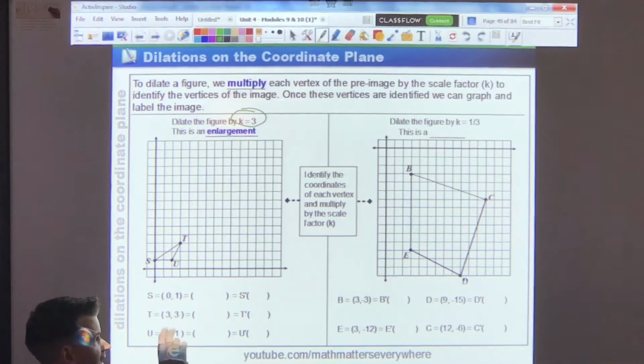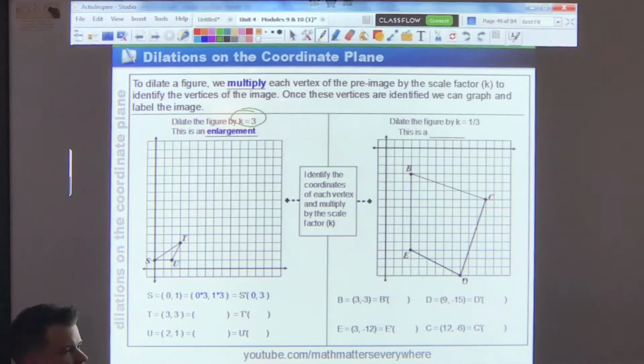So it's simple multiplication. This is 0, 1. What's 0 times 3? 0. What's 1 times 3? 3. So 0 times 3 and 1 times 3 gives you S prime at 0, 3. It's simple multiplication. I use the star here because I don't have a little dot or x as a variable, so just know that that means multiplication.